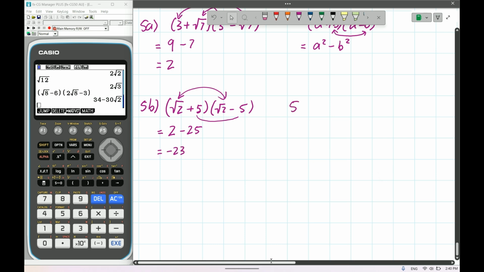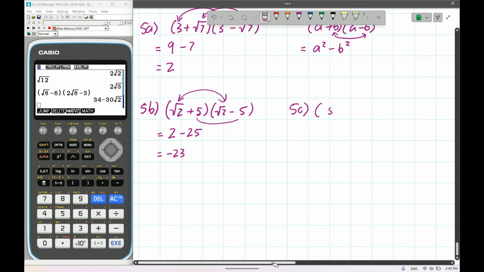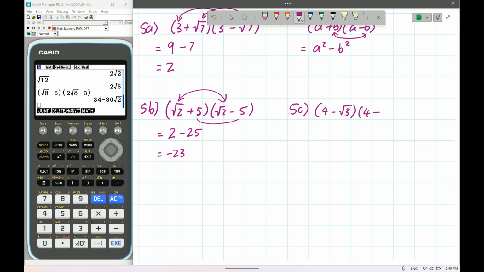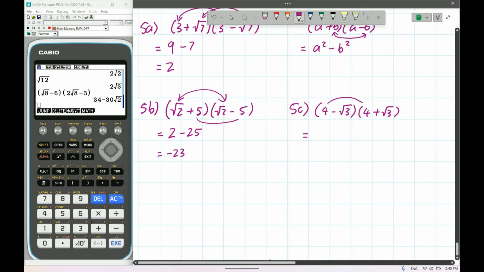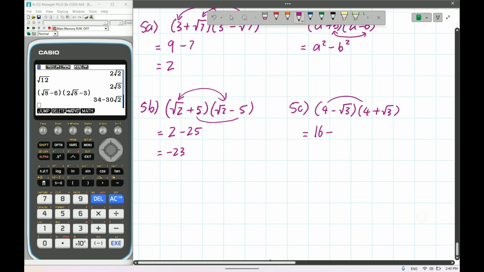Cool. 5c. If you did want to just expand it out traditionally, which is just the same normal method, you can. You'll get the correct answer. It'll just take you a little bit longer, which is normal. All right. So 4 times 4 is 16, minus root 3 times root 3 is 3. 16 minus 3 is just 13.